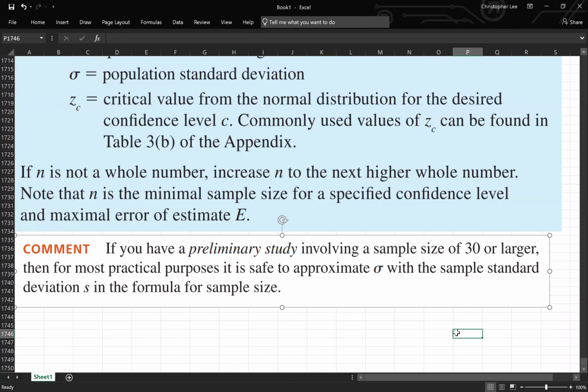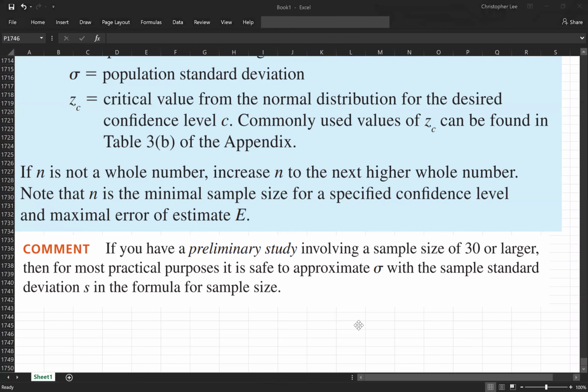So if you have a preliminary study involving a sample size of 30 or larger, then for most practical purposes, it is safe to approximate sigma with the sample standard deviation S in the formula for sample size. Nice little comment right there.